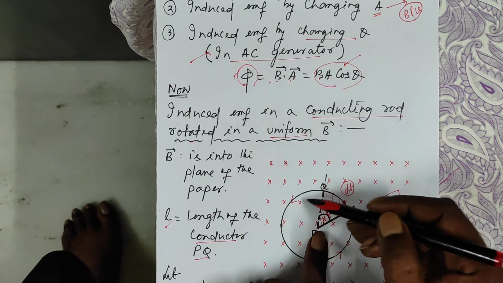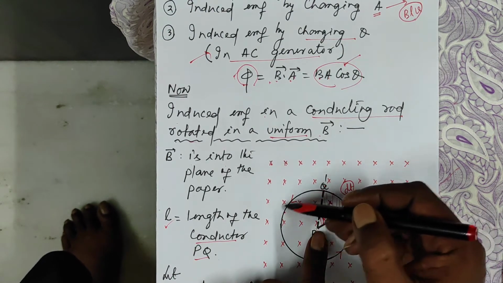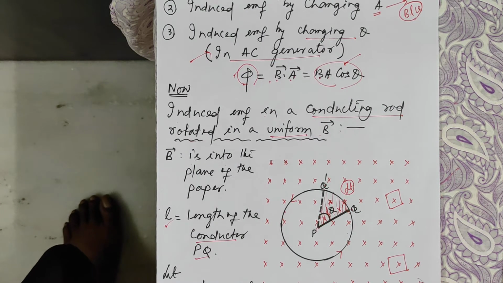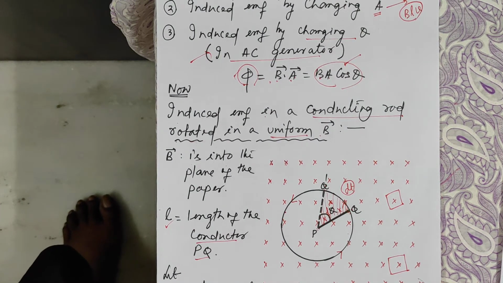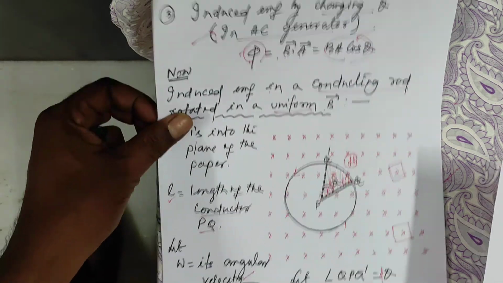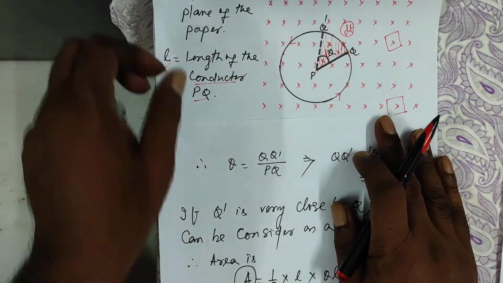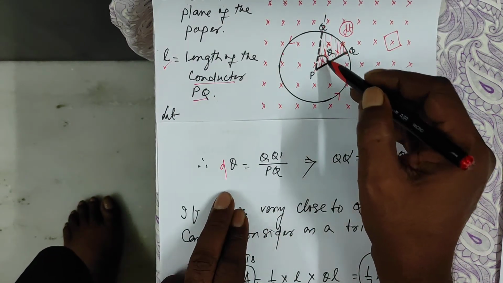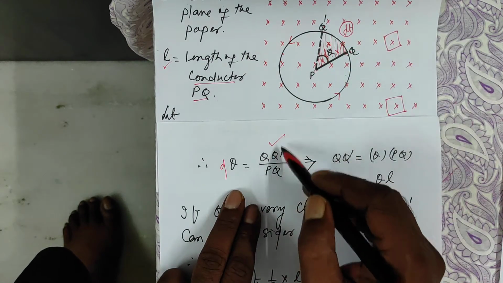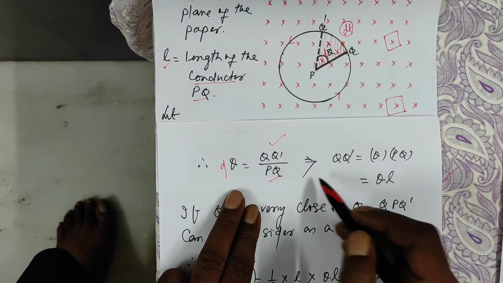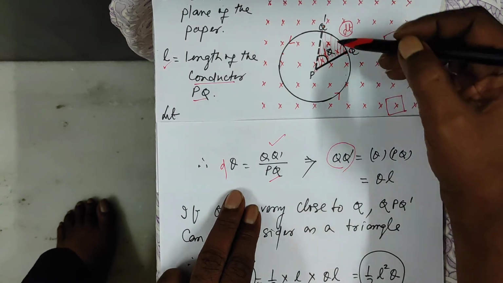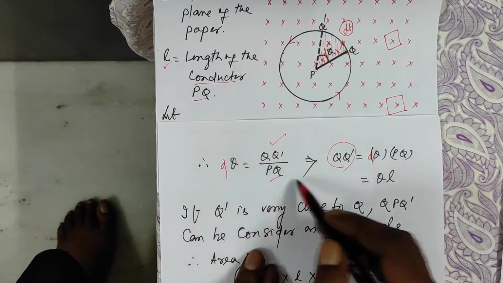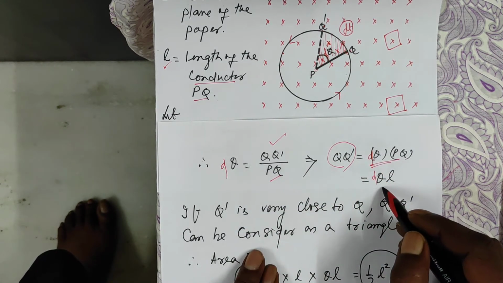If it rotates further, if Q dash arrives here, the area has increased. So the number of lines of force passing through the area has increased, so the flux has increased. There is a change of flux, so there will be EMF. Now d theta will be this arc QQ dash over PQ. So cross multiplying, the length of this arc QQ dash will be d theta into PQ, that is, L d theta.